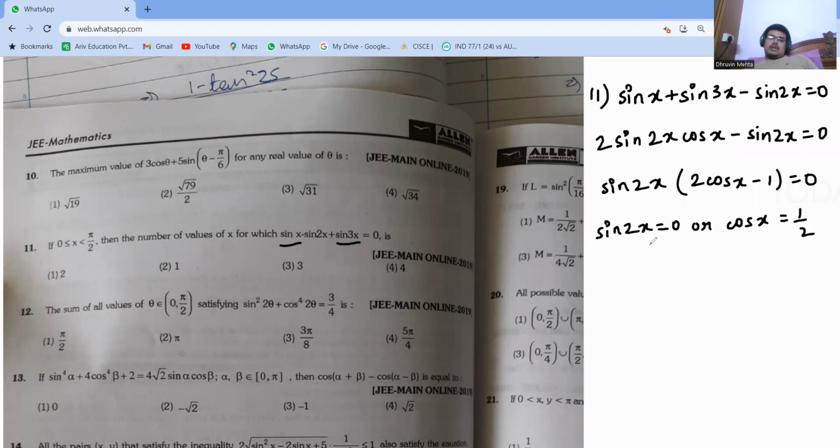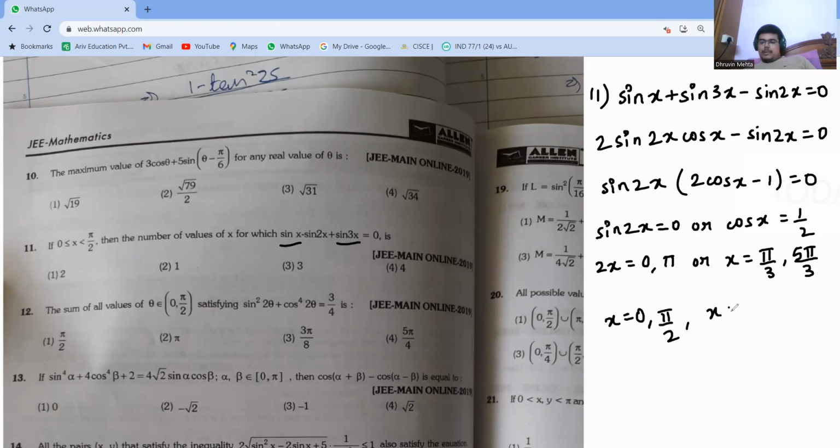Chalo, tell me, sine of which angle is 0? 0. So 2x will either be 0 or pi. Sine of pi is also 0. And cos of which angle is half? 60, which is pi by 3. In the fourth quadrant, it will be 2 pi minus pi by 3, which is 5 pi by 3. So guys, x will either be 0 or pi by 2 or pi by 3, 5 pi by 3.